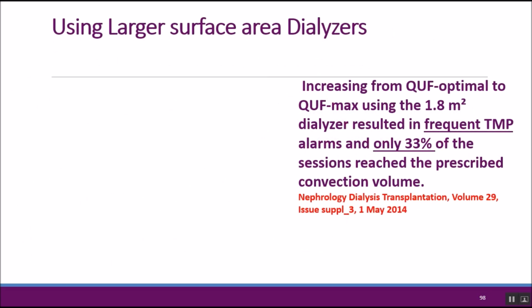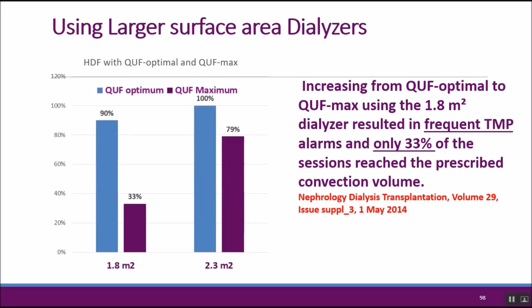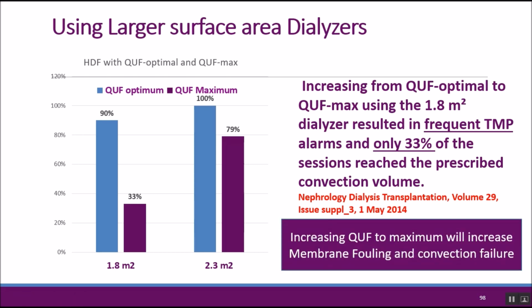You can use larger surface area dialyzers, and this improves the hemodiafiltration therapy. Surface area beyond 2.0 can improve the quality of hemodiafiltration, and increasing QF to the maximum will increase membrane fouling and convection failure. So it's probable that a patient who achieves high convection volume needs bigger dialyzers.